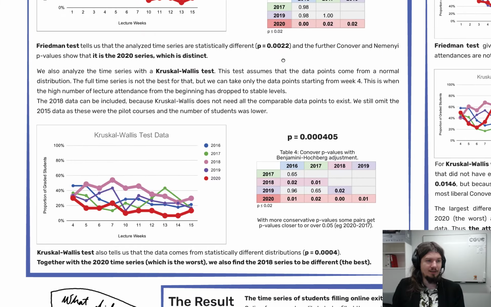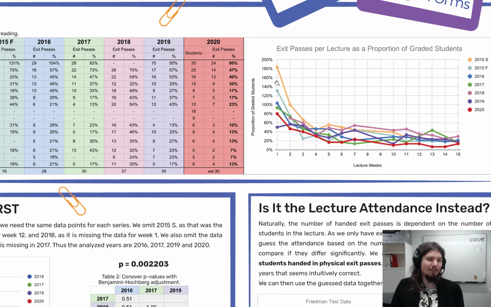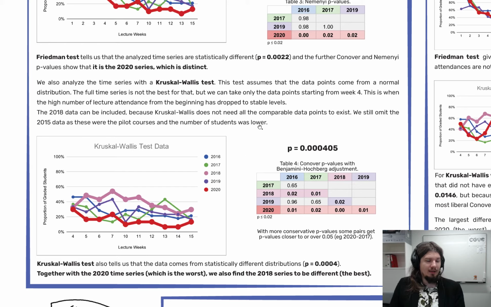For Kruskal-Wallis, we get a similar result. We use a bit different data because Kruskal-Wallis assumes we have a normal distribution, and we got a better normal distribution if we just used the data from week 4 onwards and didn't include this first drop here. And for Kruskal-Wallis, we also get a statistically significant result.